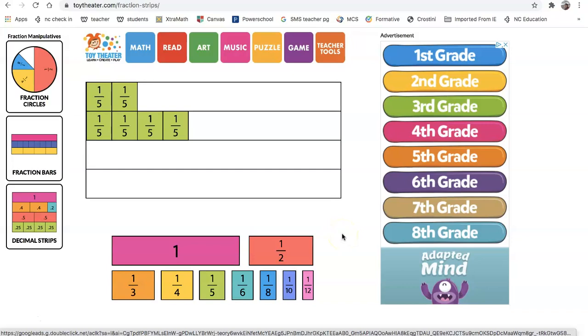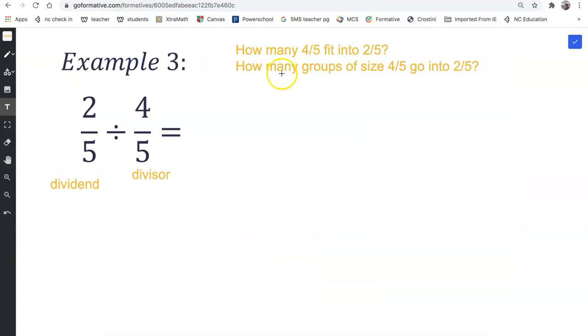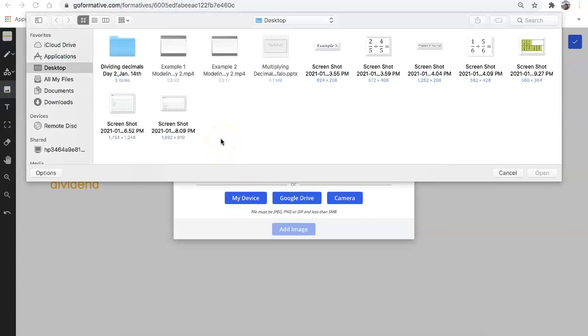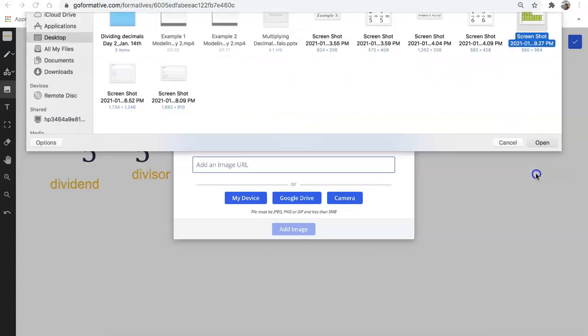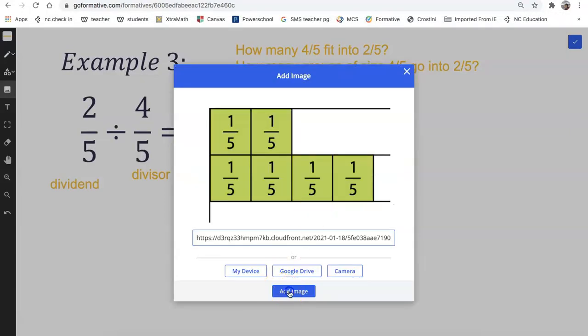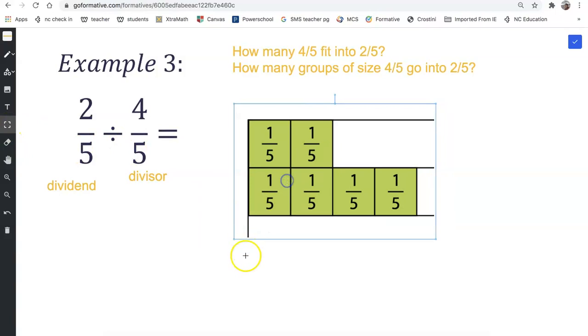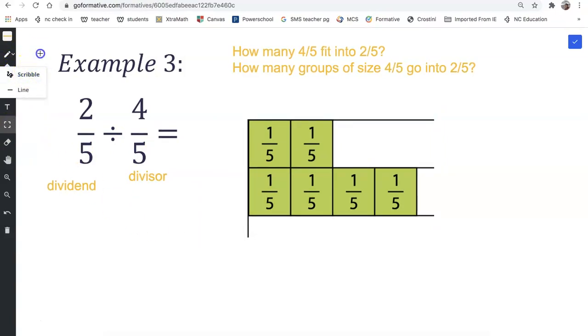So I'm going to go ahead and take a screenshot of just the section that I need, and then I'm going to go back to GoFormative, click the picture button, click My Device, and then go to where my screenshots are. Your screenshot should be under Google Drive, under Recent. I'll click Open, and then I'll click Add Image. Now if I needed to move that, I could click Select, this tool, and move it where I wanted it to go.